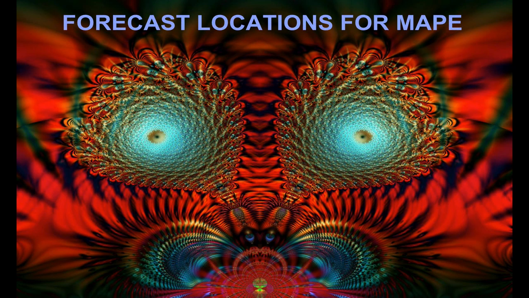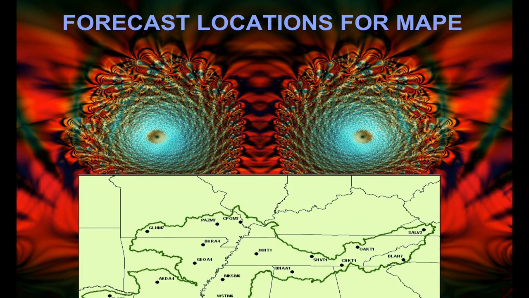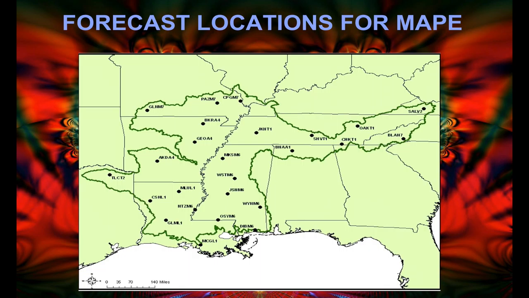And then, oh, forecast locations for MAPE. Okay, so here we go. What is this? You guys love maps. I know, because you guys always like to tell me how much you like maps. Like weather stations? They are weather stations, yes. So what's the green thing? A watershed? Ooh, good guess. Yeah, the natural guess is watershed, but it's not a watershed. But good guess.